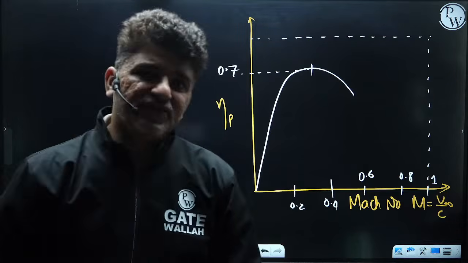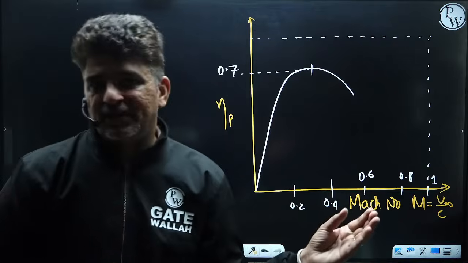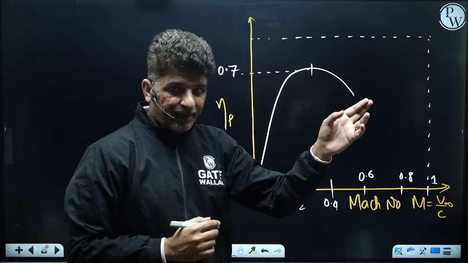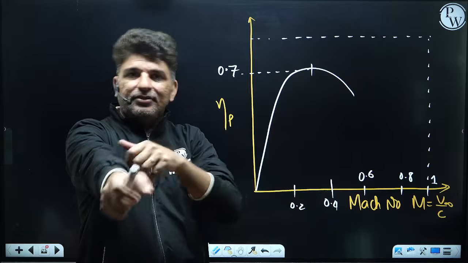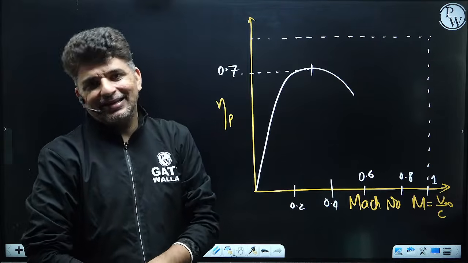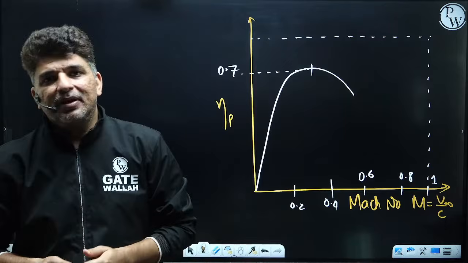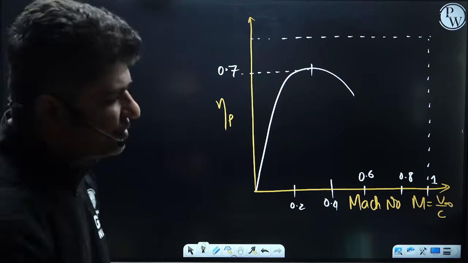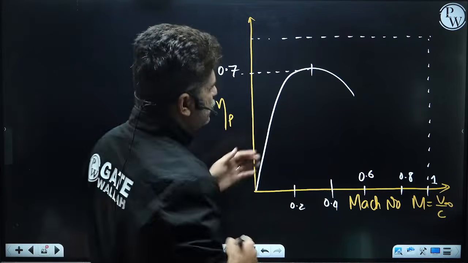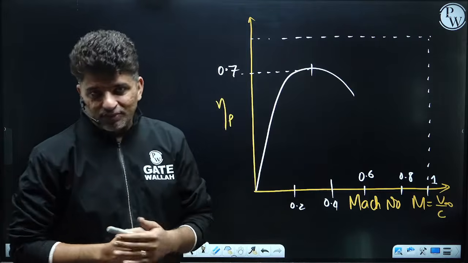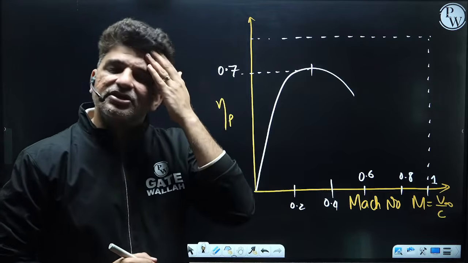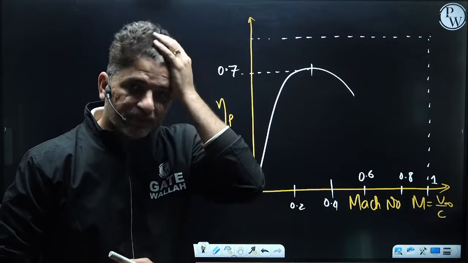This propulsive efficiency drops because the speed of the propeller tip reaches the Mach number. At that time there are losses from the tip, shocks are generated and there will be huge loss. So the thrust would be reduced, and once the thrust reduces, the propulsive efficiency reduces.